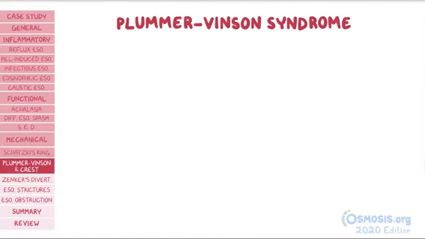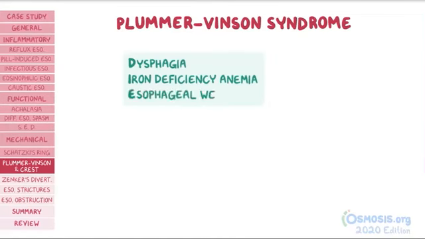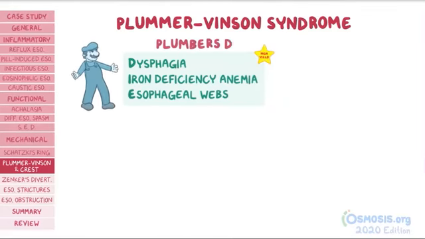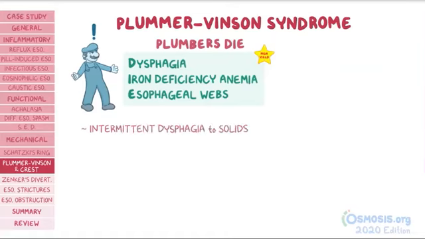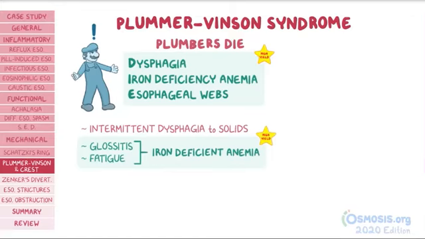The high-yield concept here is that Plummer-Vinson syndrome is known for causing dysphagia, iron deficiency anemia, and esophageal webs. So the unfortunate mnemonic for this disorder is Plummer's die. These individuals can present with intermittent dysphagia to solids, but also glossitis and fatigue due to iron deficiency anemia. The symptoms of dysphagia can improve with the correction of iron deficiency anemia if there are no advanced esophageal webs.